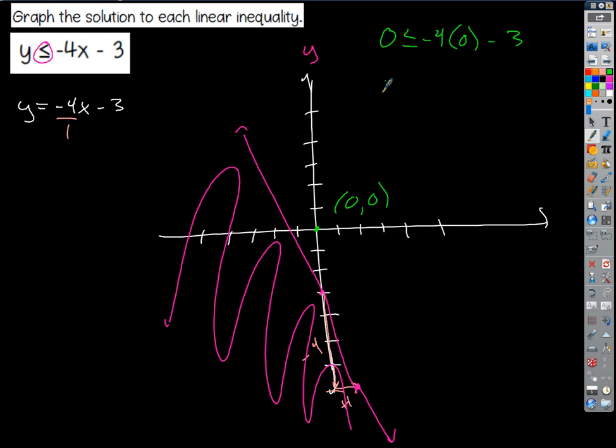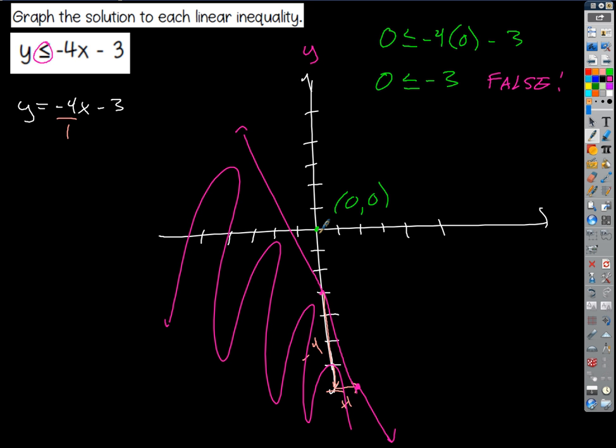So on the left side I get 0, on the right side I get negative 3. Is 0 less than or equal to negative 3? No, that's false, isn't it? Right? So if that's false, then that means that this point right here is not shaded. So if the test point that I pick is false, I'm going to shade the other side of the line.